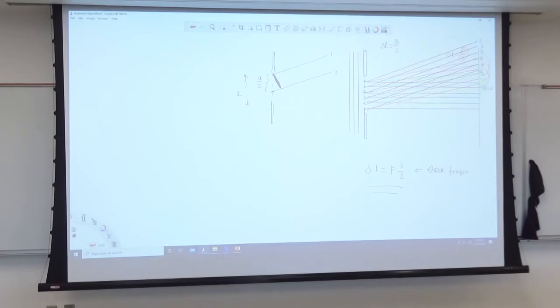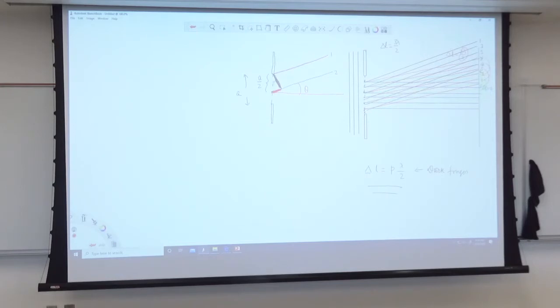Okay, so let's use a different color here. So this distance is the path difference. So this one travels that much less than this 2. In other words, this 2 travels that much more than 1. So that's the path difference. And let's say the rays make angle theta with this middle line, and we can show geometrically that this angle and this angle are equal.